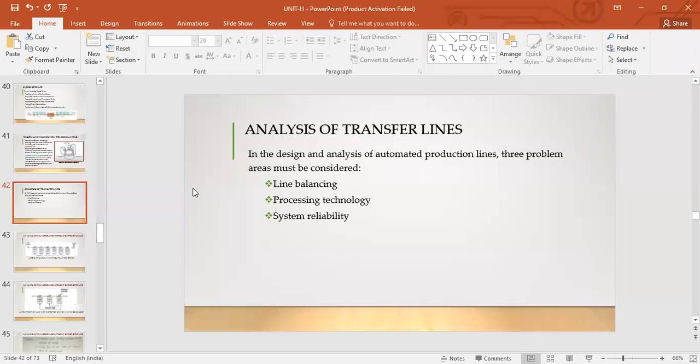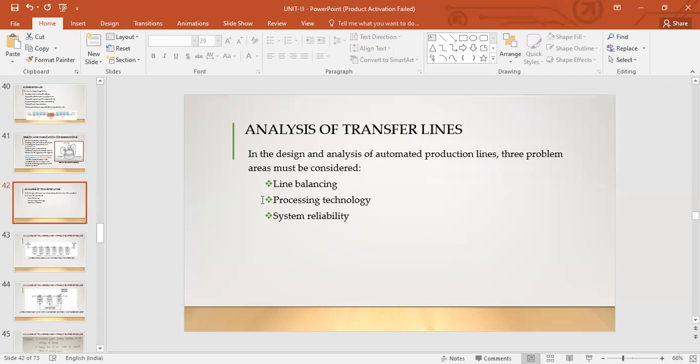Or if it is an assembly, that is also another example: two components have to be assembled first, and then this sub-assembly will go to another workstation to get assembled, right? So sub-assemblies will get assembled. So you have limitations that first these processes are to be performed and then this, so that has to be balanced. That comes under your line balancing. Okay, we'll cover this in the second part of the third unit.